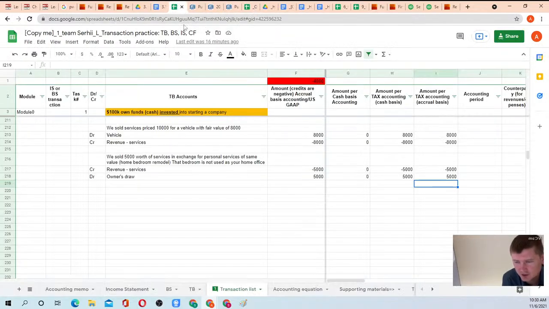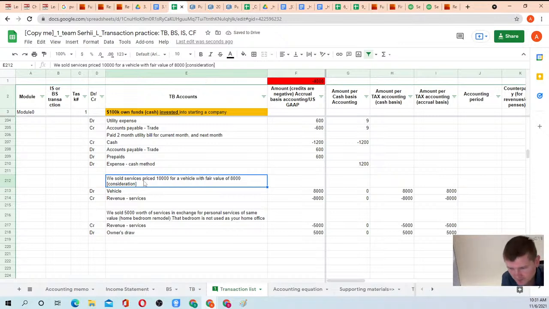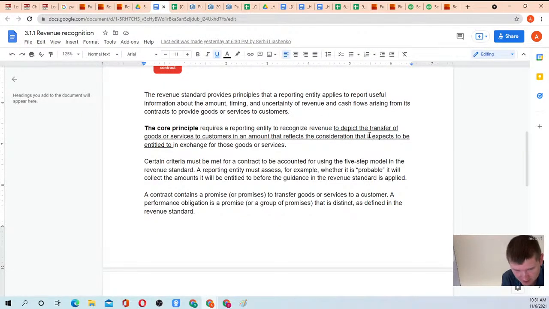Let's go back to that situation. We sold services which we usually price for 10,000 for a vehicle with a fair value of 8,000. So that 8,000 is your consideration. And if it's valued at 8,000, you have to recognize 8,000. That's for the part in an amount that reflects the consideration that it expects to be entitled to.